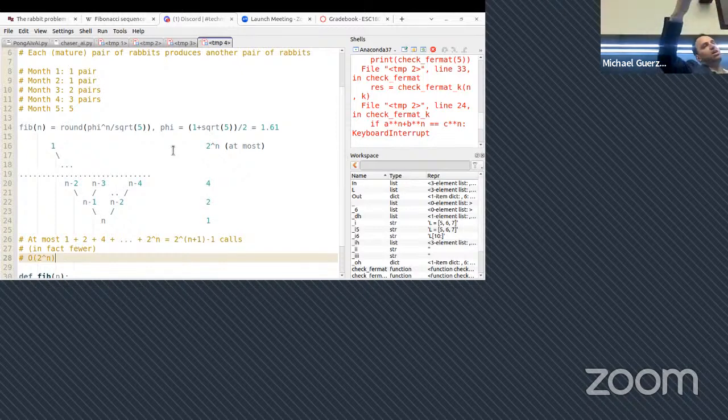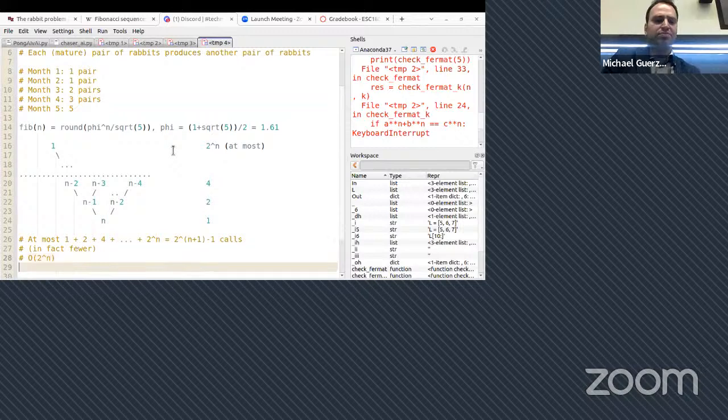Now, in fact, it's a lot less than 2 to the n, because of this issue that we are overcounting, because the levels are going to be small. The levels are going to have fewer and fewer calls, because you're going to be running out of calls on the right-hand side. Does that make sense? Questions? Okay, but that's an upper bound.